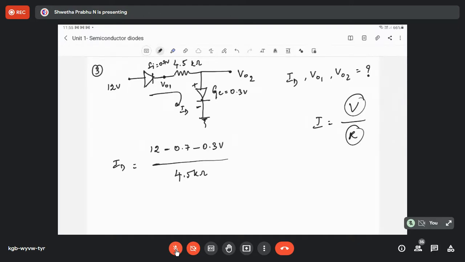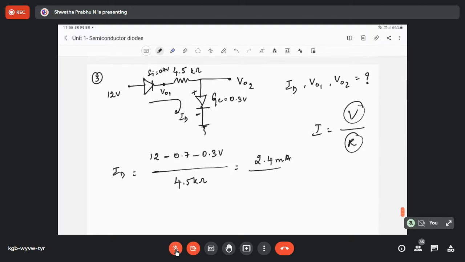When I write in this form, that is numerator divided by denominator, then this will become 4.5 kilo ohms. Can anyone tell me the answer? 2.44 milliamperes. Okay, this is the value of the forward current.